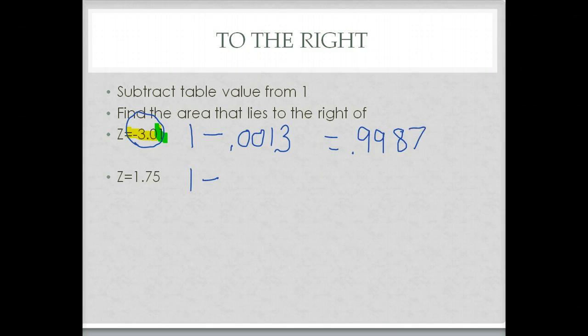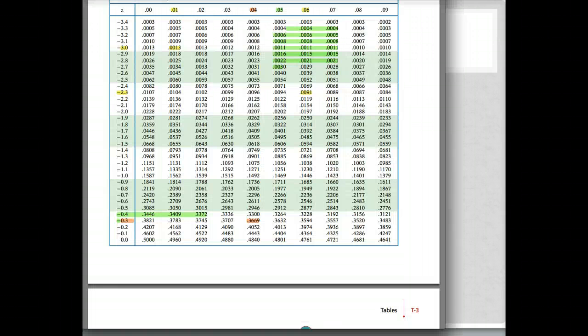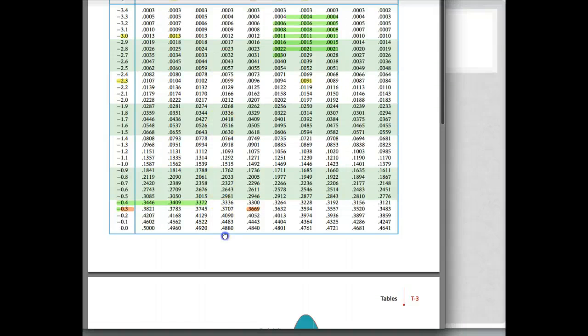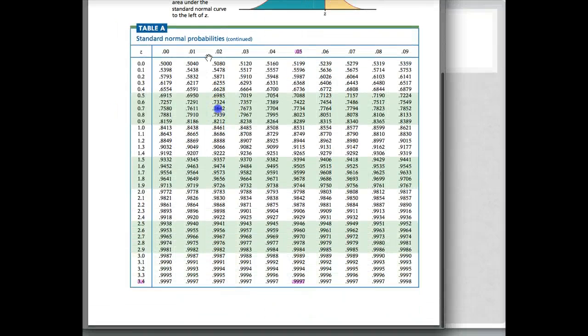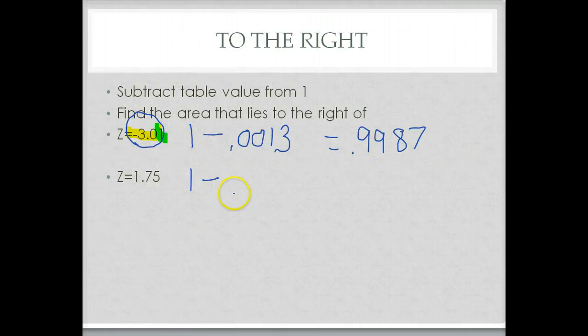Now let's try it one more time. 1.75. I just want to get good at reading this chart. 1.7 being my row, 5 being my column. Where do they meet? 0.9599. And remember, I then want to do some subtraction. That is not my answer when I'm doing to the right. And my to the right value is 0.0401.